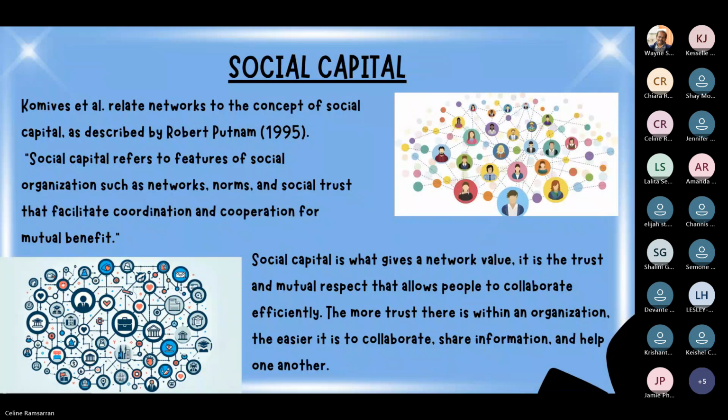Social capital. Komivis et al. relate networks to the concept of social capital, which was also described by Robert Putnam in 1995. He stated social capital refers to features of social organizations such as networks, norms, and social trust that facilitate coordination and cooperation for mutual benefit. Social capital is what gives a network value. It is that trust and mutual respect that allow people to collaborate efficiently.